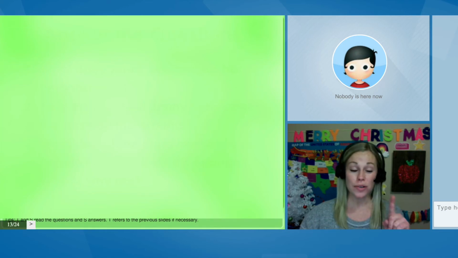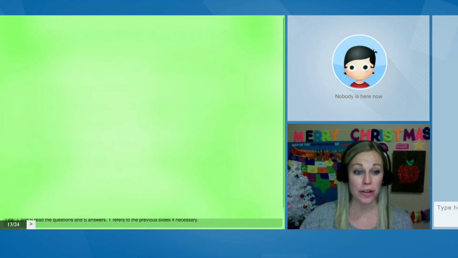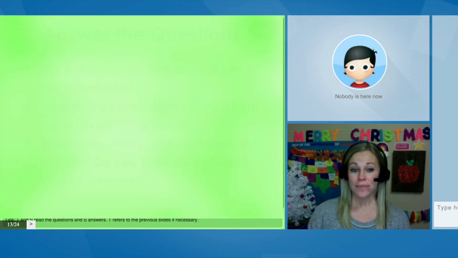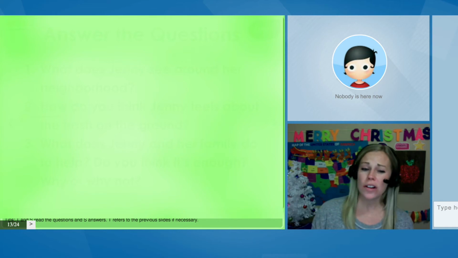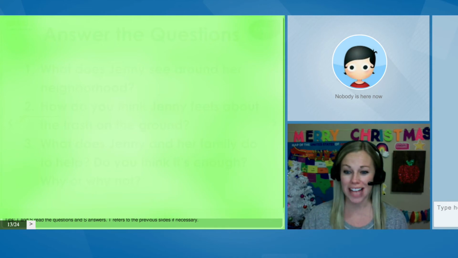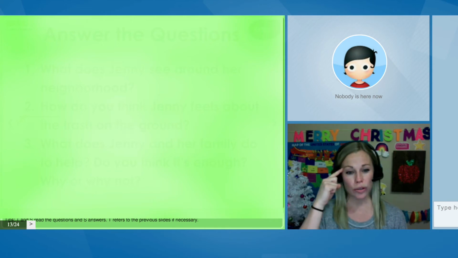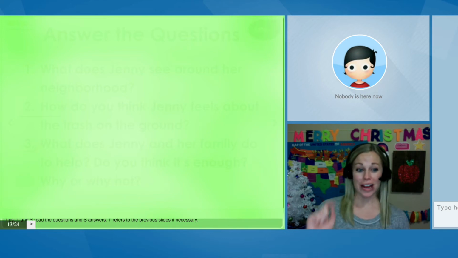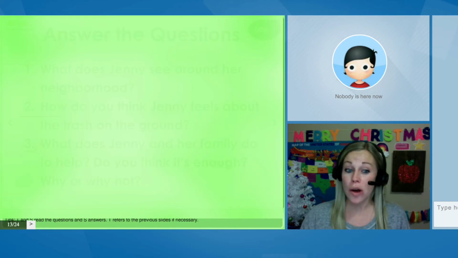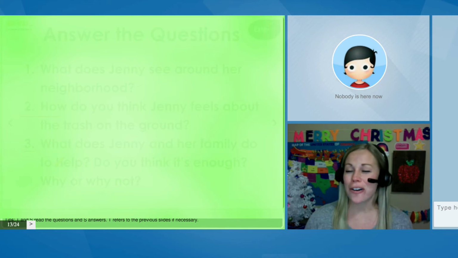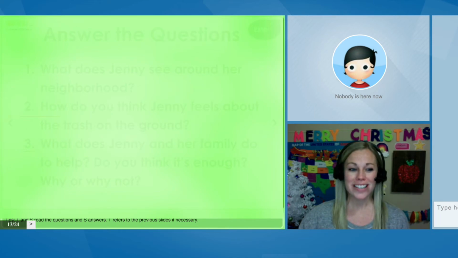Can you read number 2? How do you think Jenny feels about the trash on the ground? How does she feel? If your student asks, what does it mean to feel? Or maybe she feels sad, have them explain, why do you think she feels sad? Or how do you know she feels sad? Good. Number 3, what does Jenny and her family do to help? Do you think it's enough? Why or why not? If they're reading, they'll read the whole thing. You'll just go back and say, what does Jenny and her family do to help? What did they do?